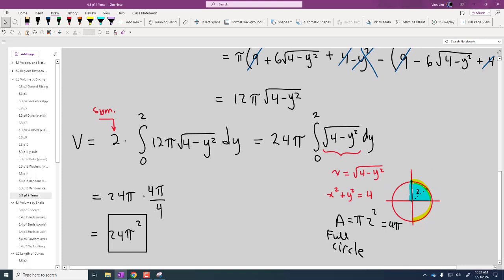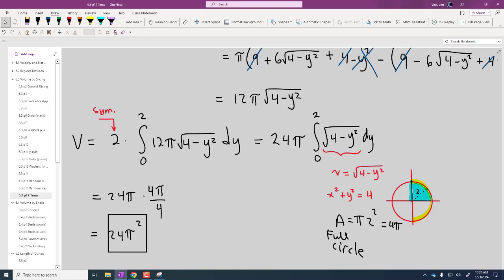Questions? So wouldn't that mean then that the entire integral from 0 to 2 is equal to pi? Yes, 100%. It's equal to pi, because the full circle is 4 pi, and a quarter of the circle is pi. Yep, that integral is equal to pi.